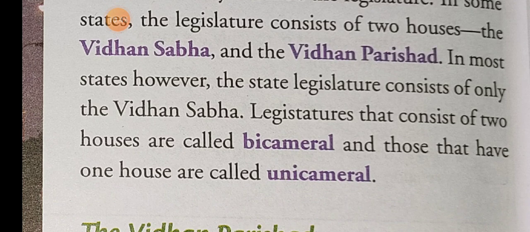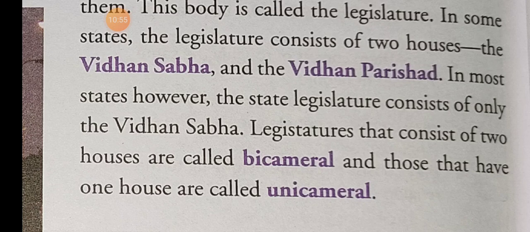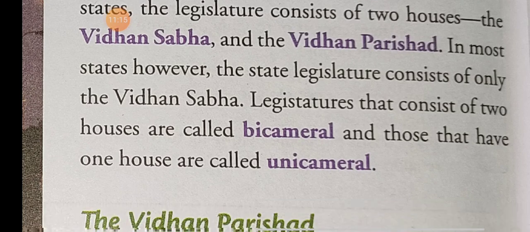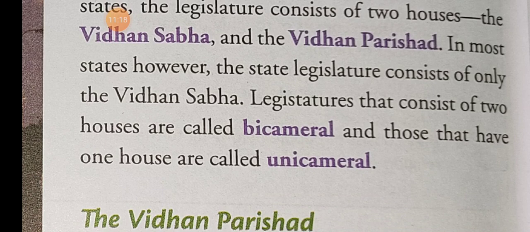A legislature that consists of two houses is called bicameral, like Vidhan Sabha and Vidhan Parishad. That legislature is known as bicameral, and those that have one house are called unicameral. Okay, so what is the meaning of bicameral? The legislature that consists of two houses.